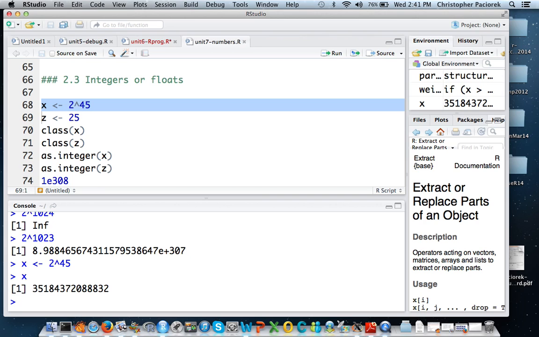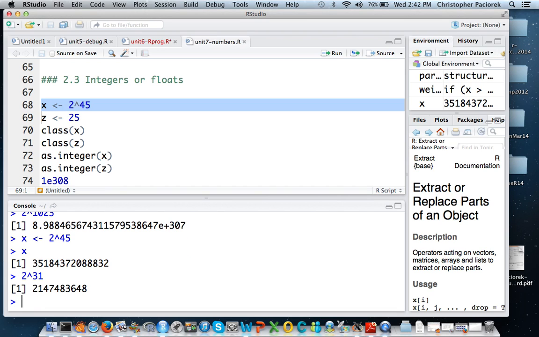It didn't overflow. And yet we know that if we're storing things as integers, we shouldn't be able to get a number that's bigger than 2 to the 31st, which is a number much, much less than 2 to the 45th if we're now thinking about it in terms of base 10. Anybody know what's going on here?